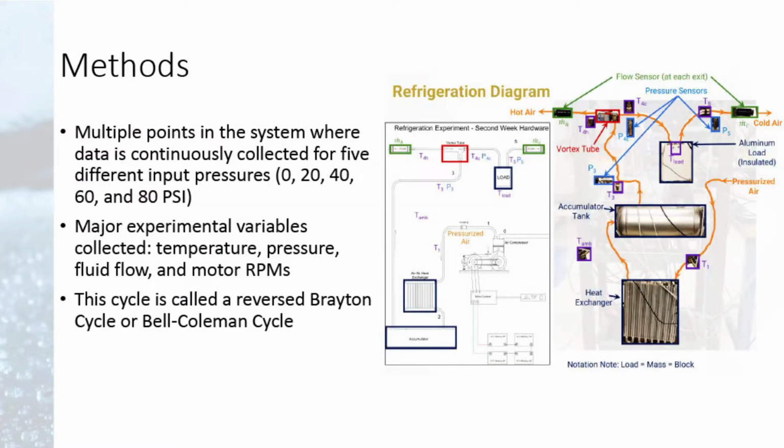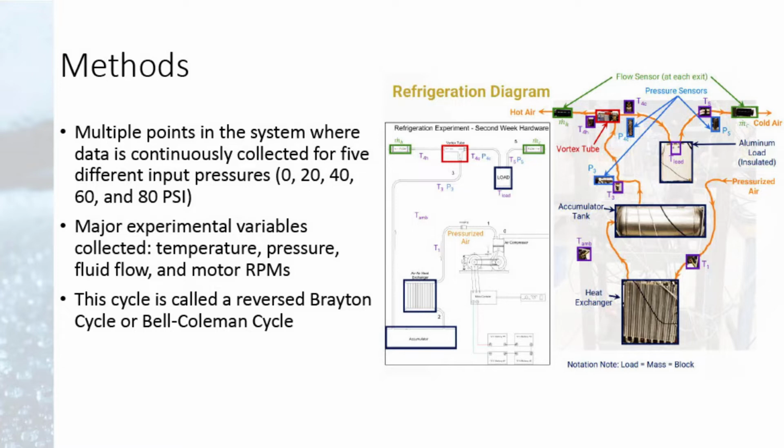The refrigeration experiment setup used in Week 1 was composed of a heat exchanger, accumulator tank, vortex tube, insulated aluminum load, 2 flow sensors at each exit, and several pressure and temperature sensors. These sensors give the system multiple points where data was continuously collected for input pressures of 0, 20, 40, 60, and 80 psi. These sensors were calibrated by recording the ambient temperature and pressure and running the system with no air running through it to get the steady state offsets.